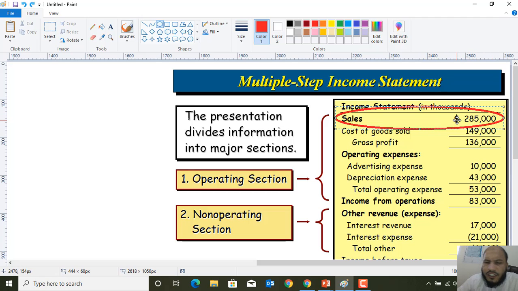This is the total sale of the company, but these sales also have the cost of goods sold. For example, this is an income statement. So if you remember, from sales we will deduct the COGS, meaning cost of goods sold. So what it will give you is the gross profit of the company.